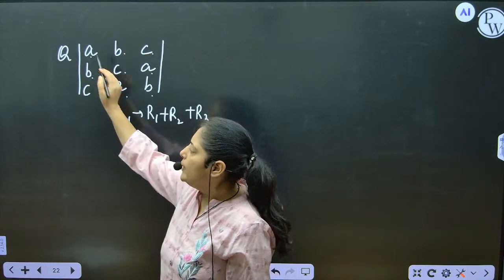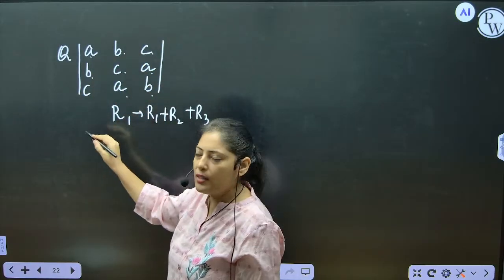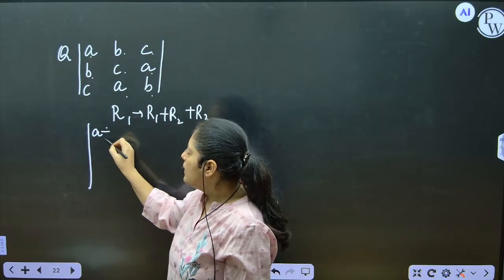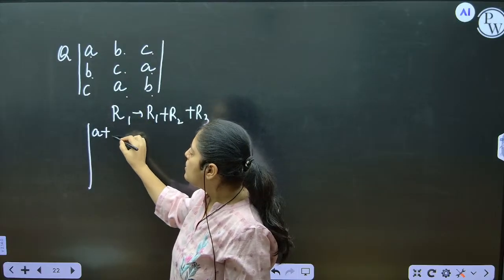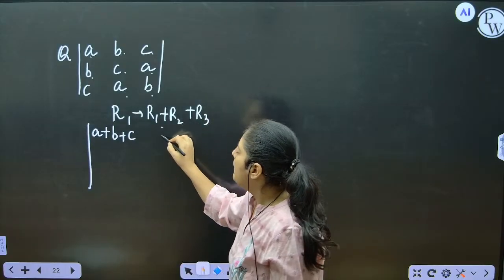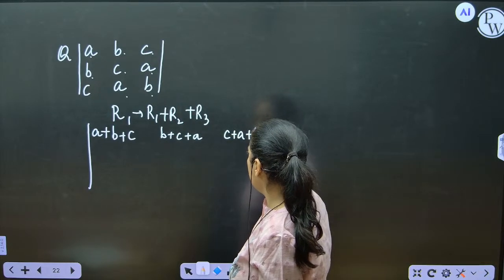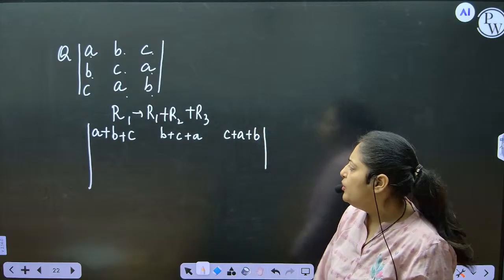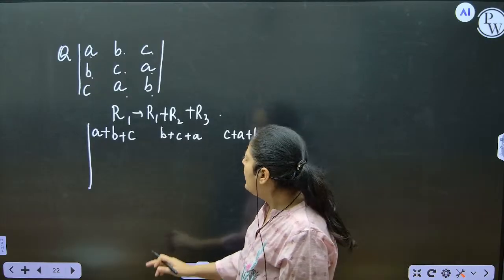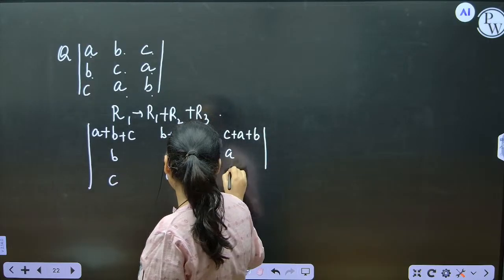Okay, in R1 I am adding all the elements of R2 also, all the elements of R3 also. Now what does it mean? R1 I am changing, no? So row 1 only I am changing. Corresponding elements only we have to deal. So B will also get added because R2 we have to add and R3 also we have to add. B plus C plus A will become C plus A plus B. No need to write this, just for your sake I am writing. And other things will remain same: B, C, A, C, A, B.